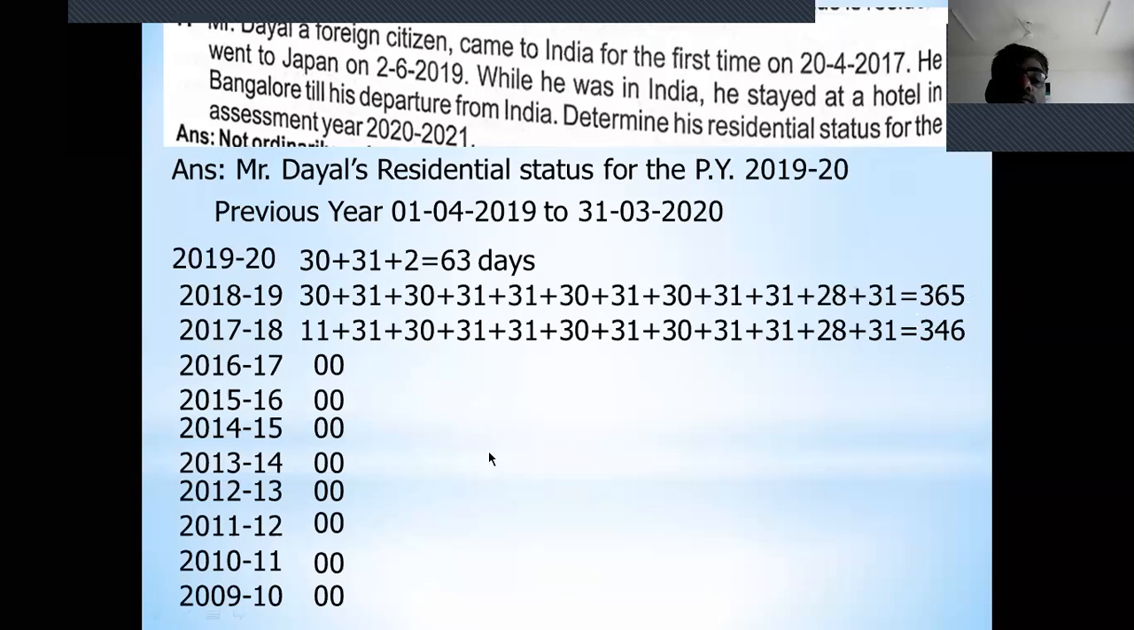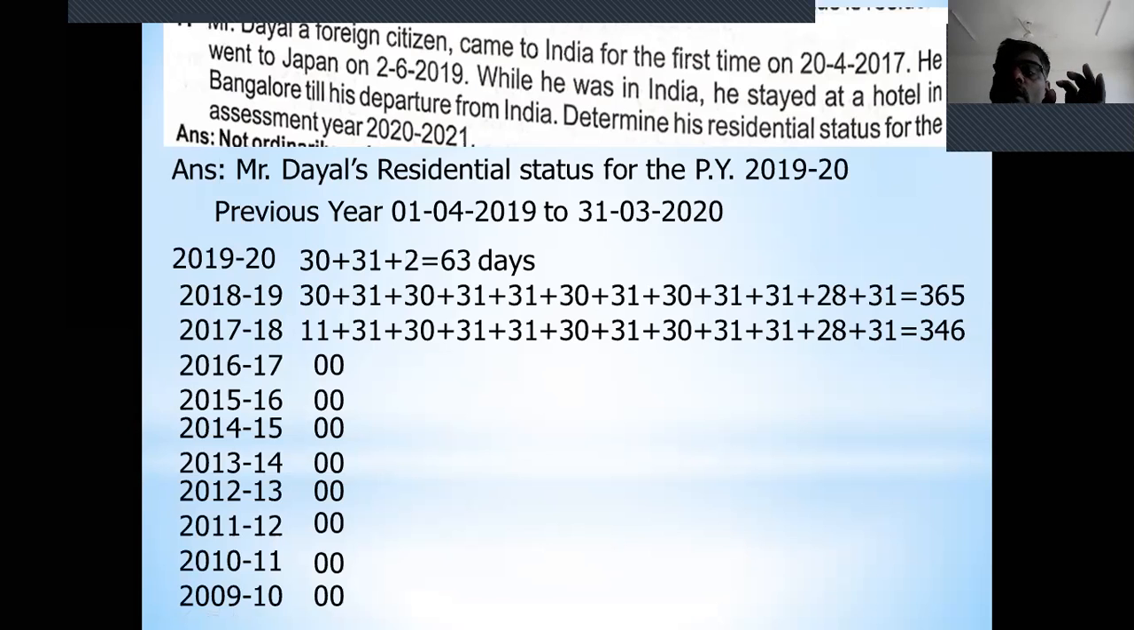Out of the 7 previous years, he is in India for only 711 days, not 730 days. So he failed to satisfy the second subsequent condition. You clear this point. He satisfied the first basic condition, but he failed to satisfy both the subsequent conditions.